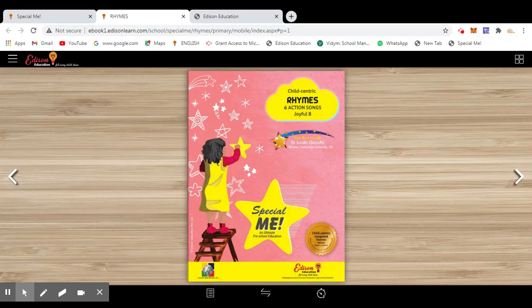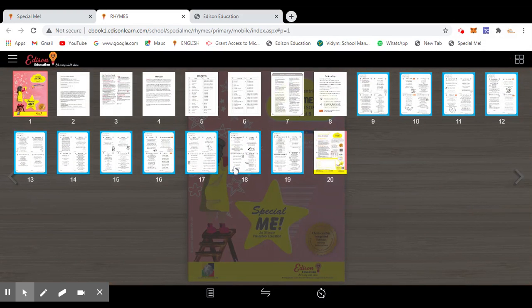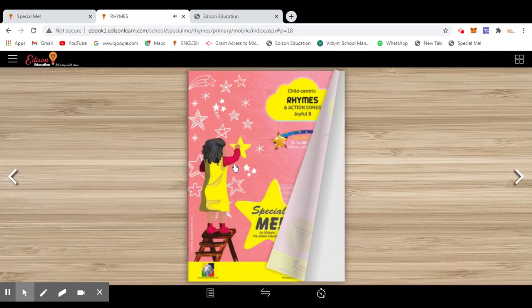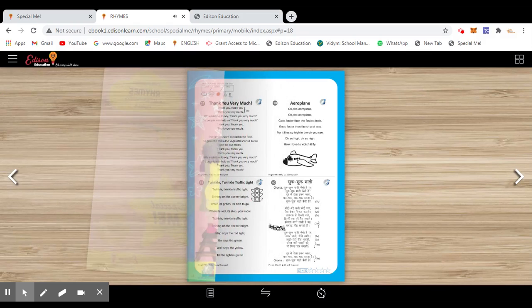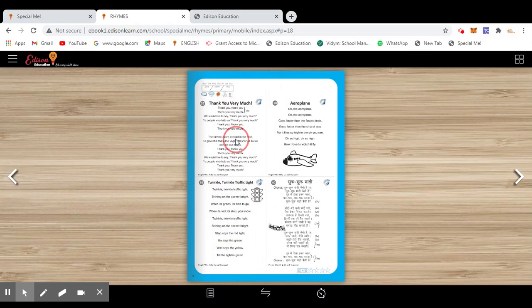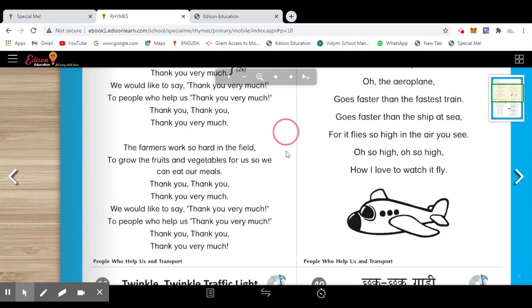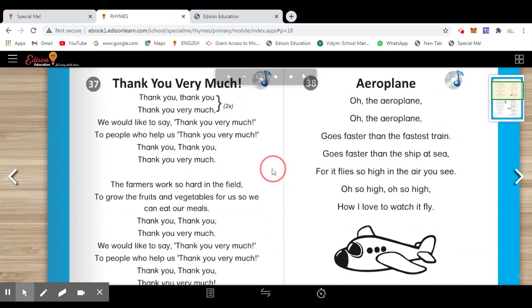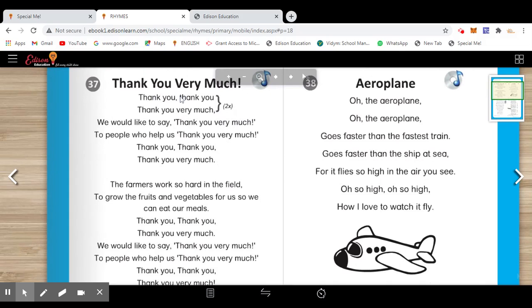So students, take out your child-centric rhymes and action songs, Joyful B, and open page number 18. So, our today's rhyme is Thank You Very Much.